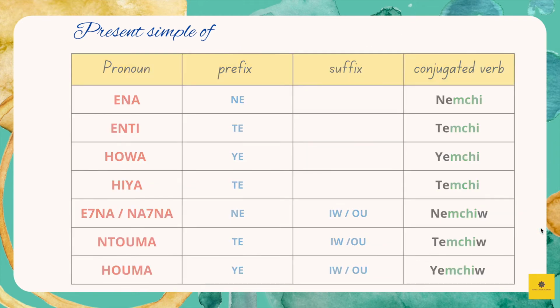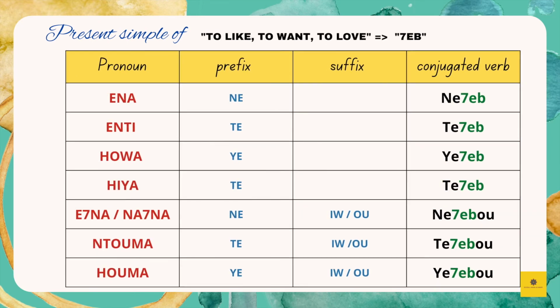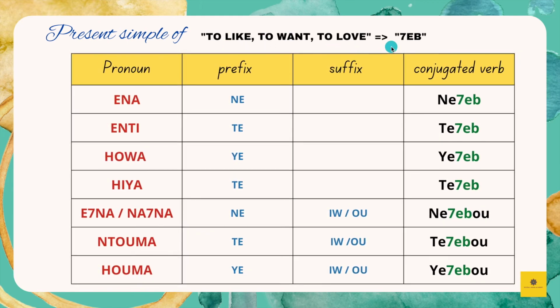باهي. Let's see another example. This is a very important verb. I am a fan of this verb, hab. Hab translates to to want, and to love, and to like. So it translates to these very strong and very useful verbs. Let's see how we can conjugate it in the present simple. أنا نحب.